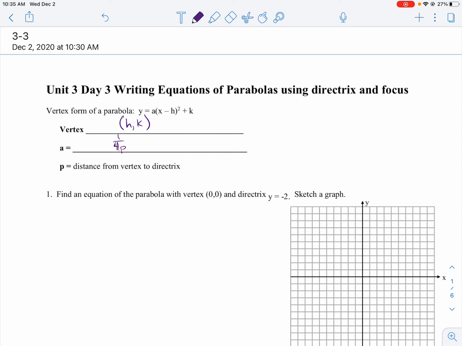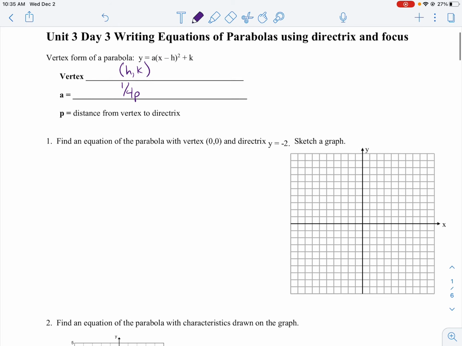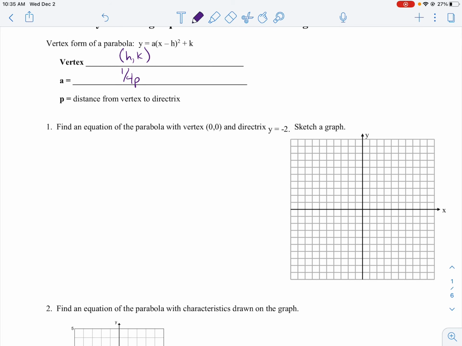So in the last unit, we were kind of using the a value to find the p value. Now we're going to be doing the opposite. We're going to have the p value, and we're going to have to use that in order to find our a value. And again, the p value is just the distance from the vertex to the directrix, and also the distance from your vertex to your focus.